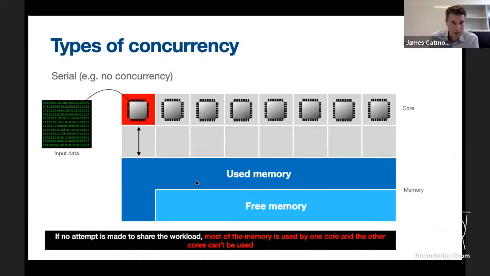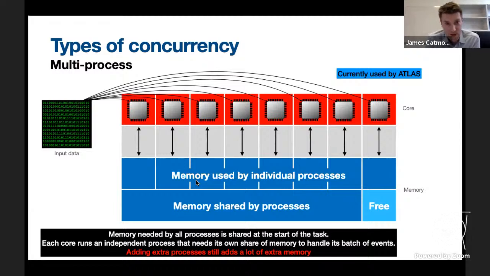Only one of them is able to do the work because there's only enough memory for one of them to do the task. Now, the kind of software that we currently use in Atlas is called multiprocess. And here what happens is at the beginning of the computing task, data is dispatched to all of the cores.